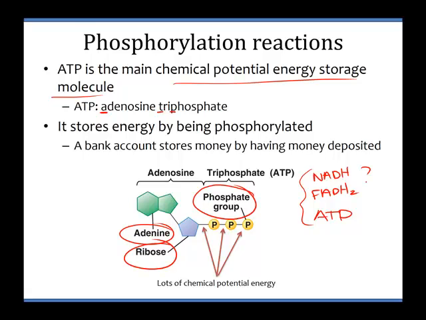So ATP stores energy just by being phosphorylated, kind of like a bank account stores money by having money deposited. And ATP can only really hold 3 phosphate groups. I don't know why we can't go up to 4. It probably has something to do with resonance structures in organic chemistry, but I'm not sure. So we're just stuck with 3. And that's why it's called triphosphate, for 3. So there's lots of chemical potential energy in those 3 phosphate groups.